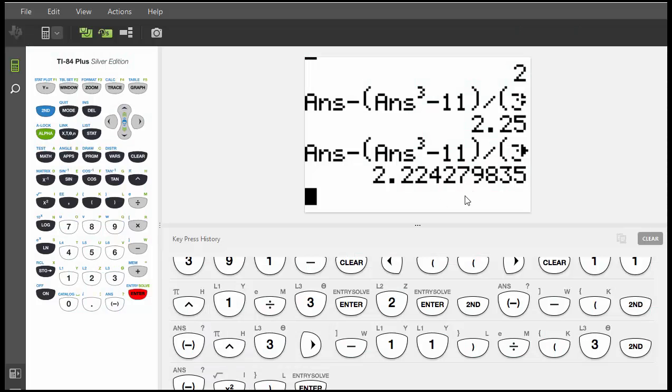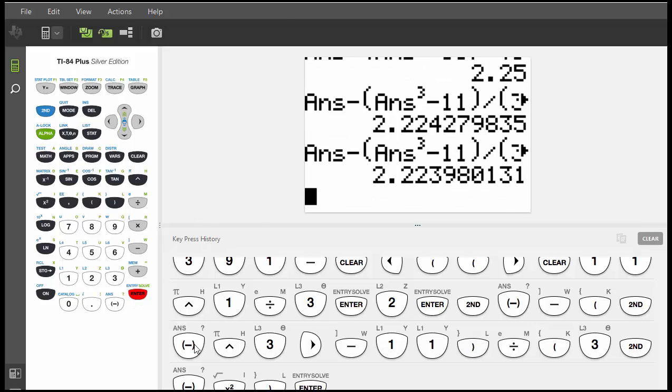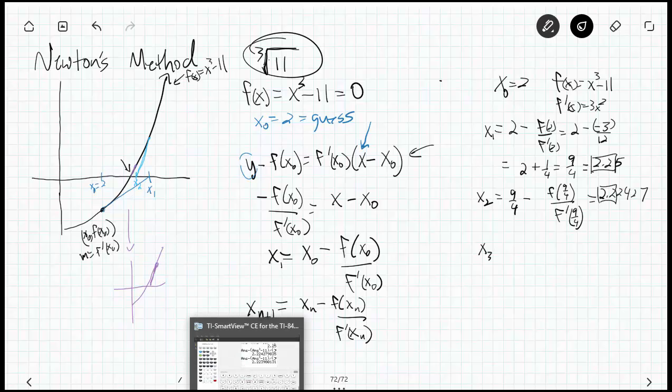This is fun. Now, here's the best part. If I hit this again, watch what happens. Your calculator redoes the last command that I did, and it uses 2.224279835 as my answer that it stuffs into the command. Watch. Pow! 2.22398. Let's write that up. All right, where am I? Okay, x sub 3 is going to be 2.22398. Guess what? I just locked out because this is 2.2, this is 2.224, this is 2.223. Now I'm locked out to 2.22.